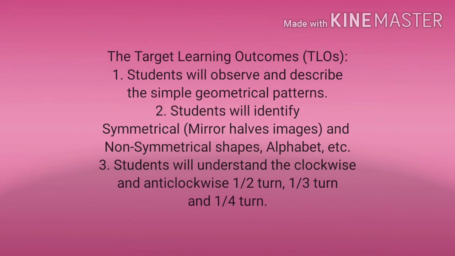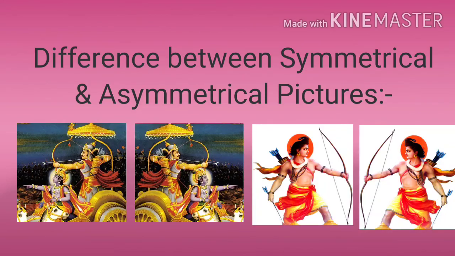Now know one important thing in this video: what is the difference between symmetrical and asymmetrical pictures. This is a very simple concept. Symmetrical pictures are those whose half part can fully cover the other half part without remaining any area. But asymmetrical pictures are those whose half part cannot cover the other half part completely. So the picture which is not symmetrical is called asymmetrical. Symmetrical and asymmetrical are opposite terms. Asymmetrical picture is also known as non-symmetrical picture.